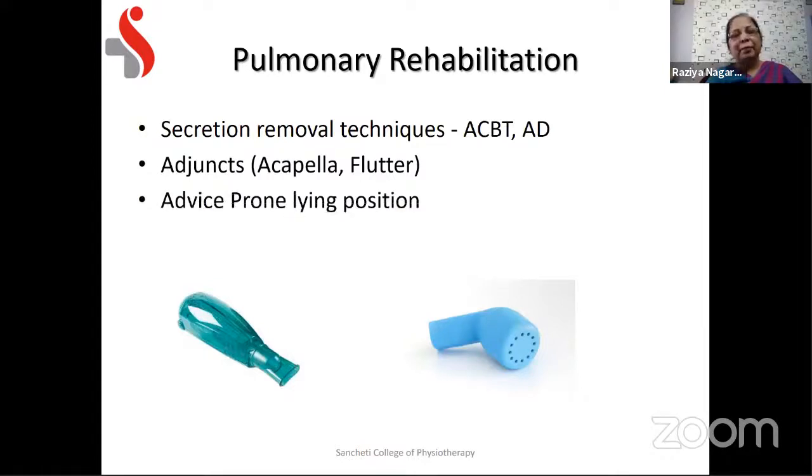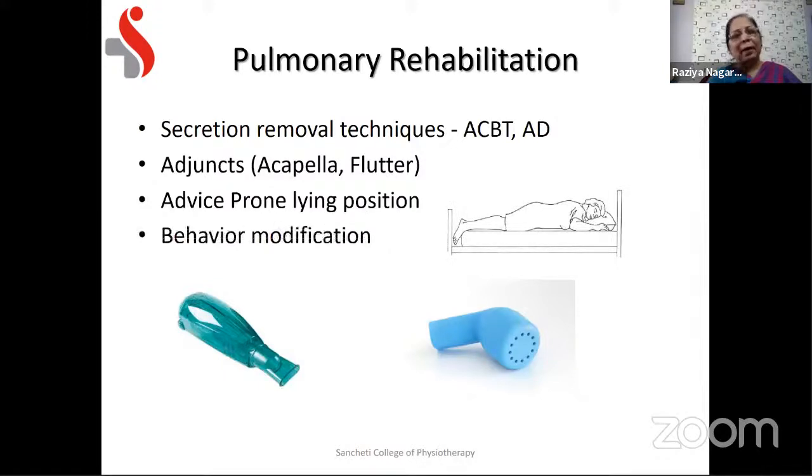Another most important thing, for those who are having low oxygenation, where the SpO2 is showing low, it has already been found that taking up the prone lying position will help them in improving their oxygen level. And of course, behavior modification in terms of motivation towards their exercise, towards life, to spread positiveness, what we call be positive.